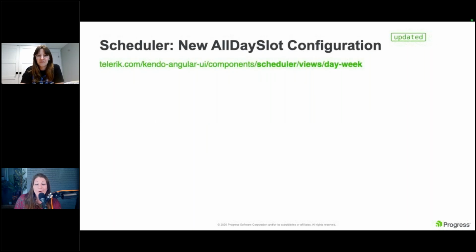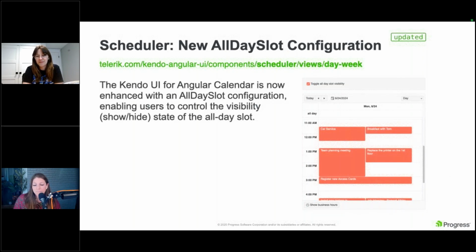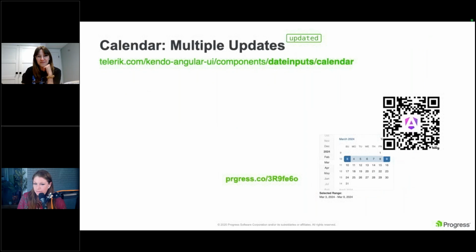The next component that got updates was the scheduler. I think I have multiple steps on this one. So the new all-day slot configuration, which is screenshotted here, not a GIF, but the Kendo UI Angular scheduler is now enhanced with an all-day slot configuration, enabling users to control the visibility, show or hide state, of all-day slots. And then now we're at the calendar.